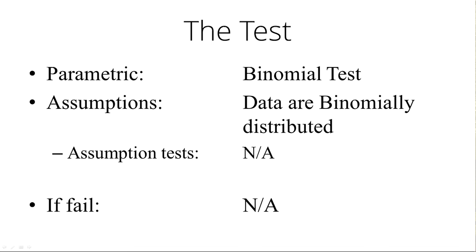So here's the test. The parametric test is going to be the binomial test. It's an assumption that the data are binomially distributed. There are no assumption tests for this course, therefore it can't fail the assumption test. So really all we have to do is perform the binomial test when it's one population proportion.